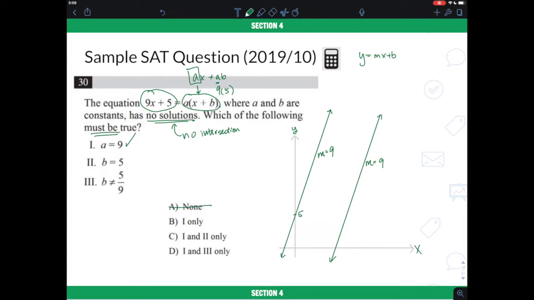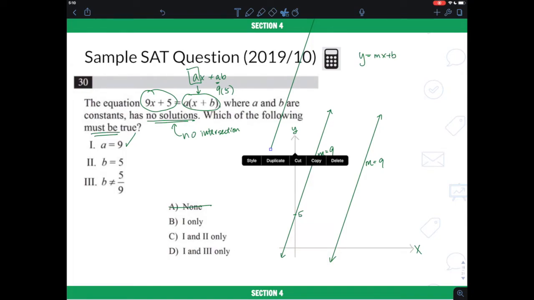Well, if b is going to be 5, that means our y-intercept is going to be 45, because 9 times 5 is 45. Well, that is going to be something like this. Okay, so let me go ahead and create another line. So it's going to be another line right up there, having the y-intercept of 45.